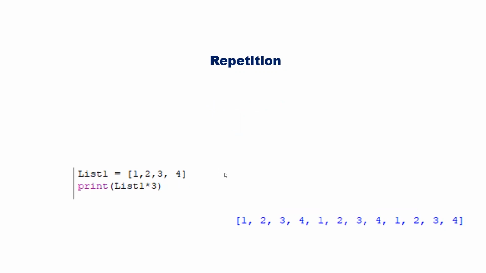Let us see another example. Here list 1 is 1, 2, 3, 4. And when we print list 1 star 3, we will get the elements in the list repeated thrice: 1, 2, 3, 4, again 1, 2, 3, 4 and 1, 2, 3, 4.